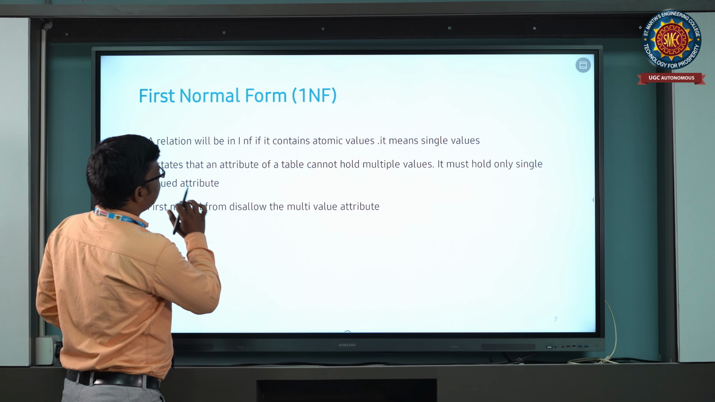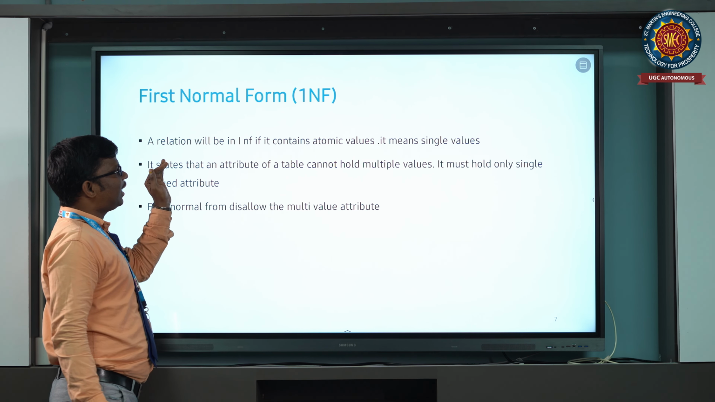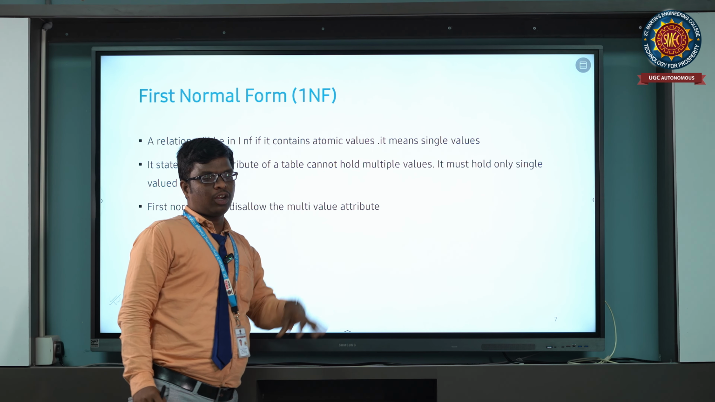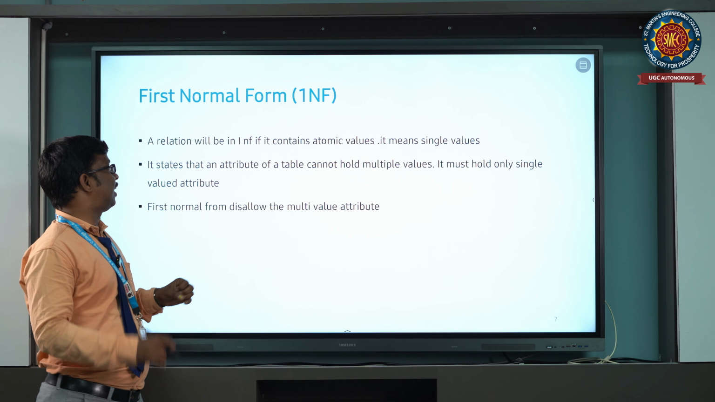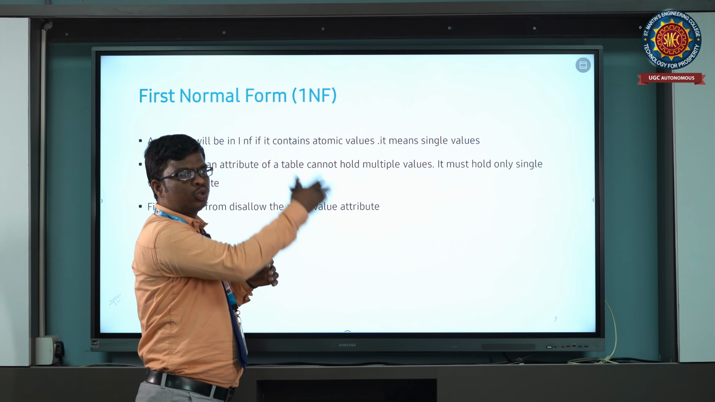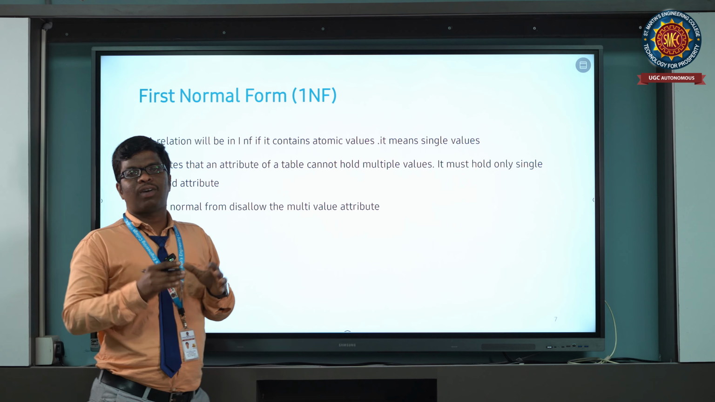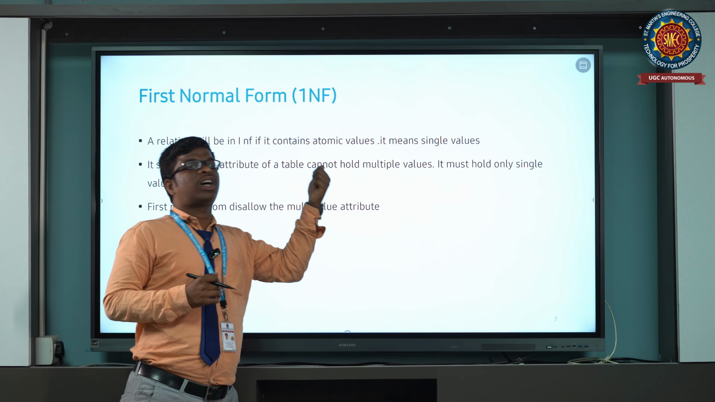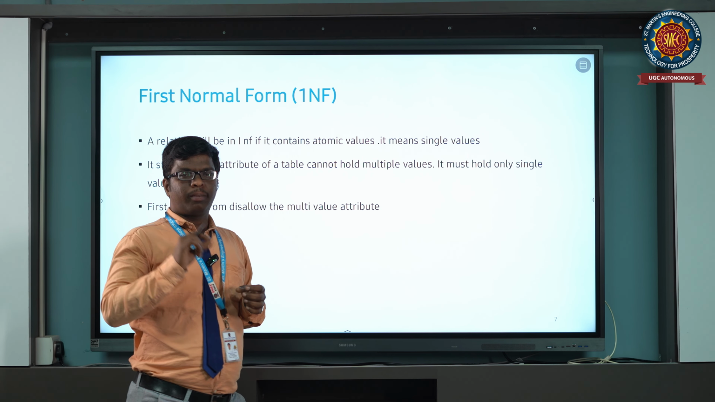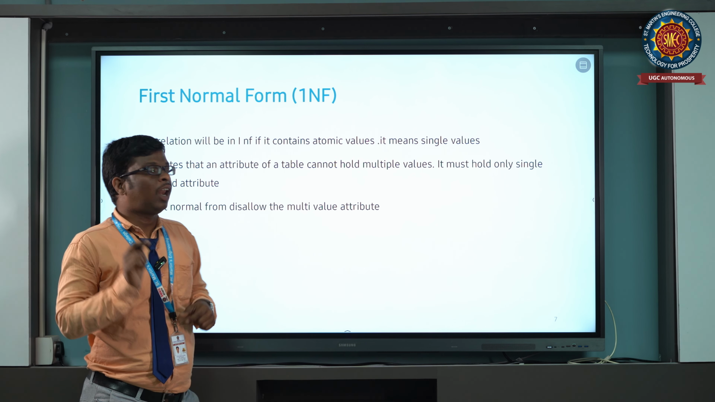So here, this is the first normal form, which we shortly call 1NF. A relation will be in first normal form if it contains atomic values. Only atomic values can be used in the first normal form. What is an atomic value? An atomic value means a single value.